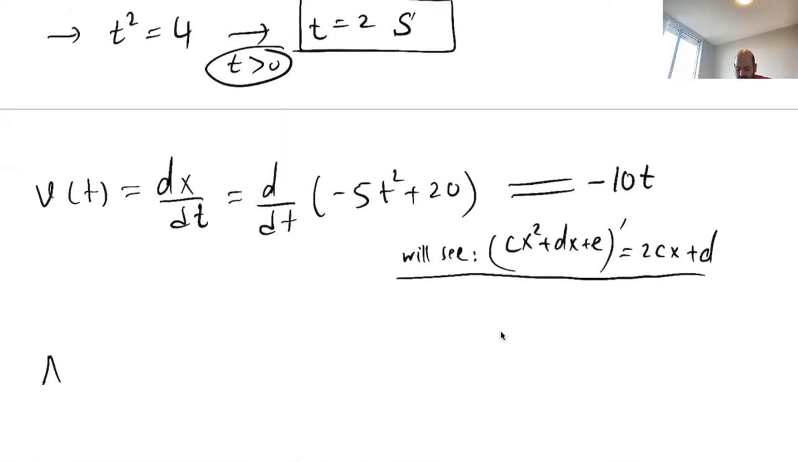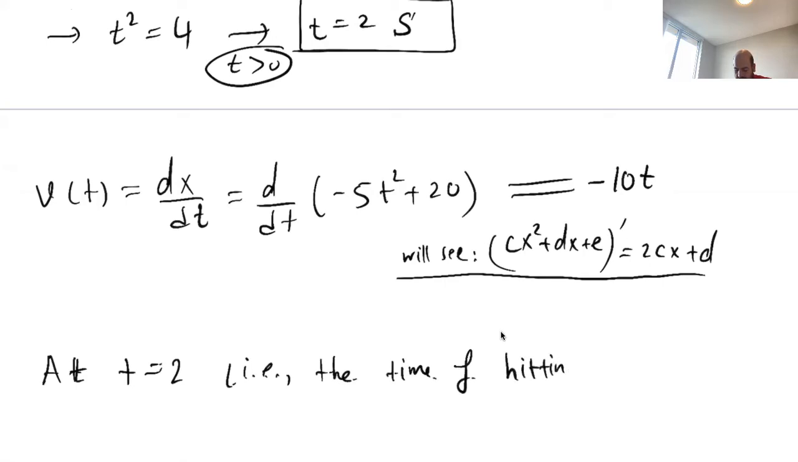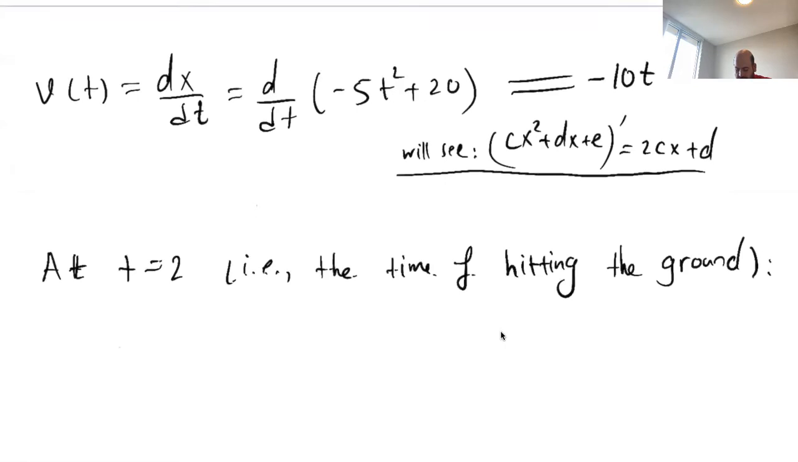So at t equals 2, which means the time of hitting the ground, how much is the velocity? Velocity at the time 2 is minus 10 times 2, which is minus 20 meters per second. So this is the velocity of the object when it hits the ground.